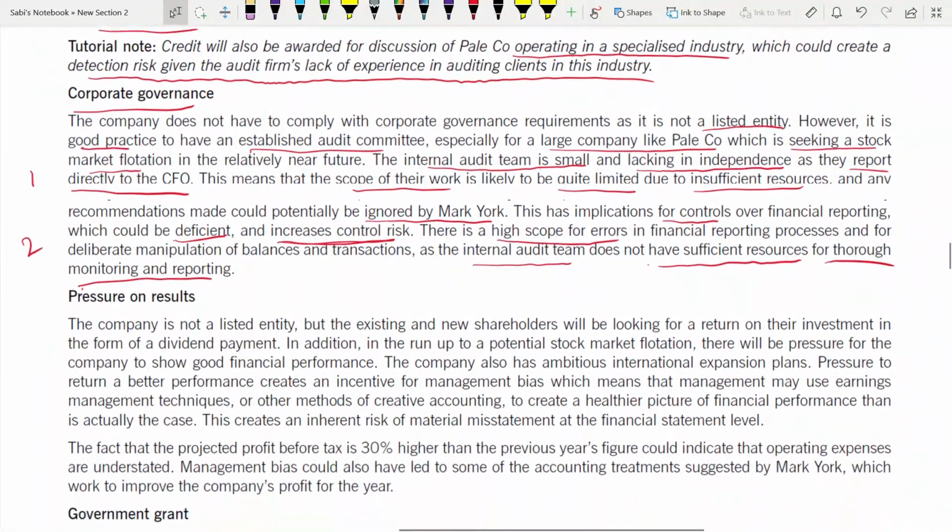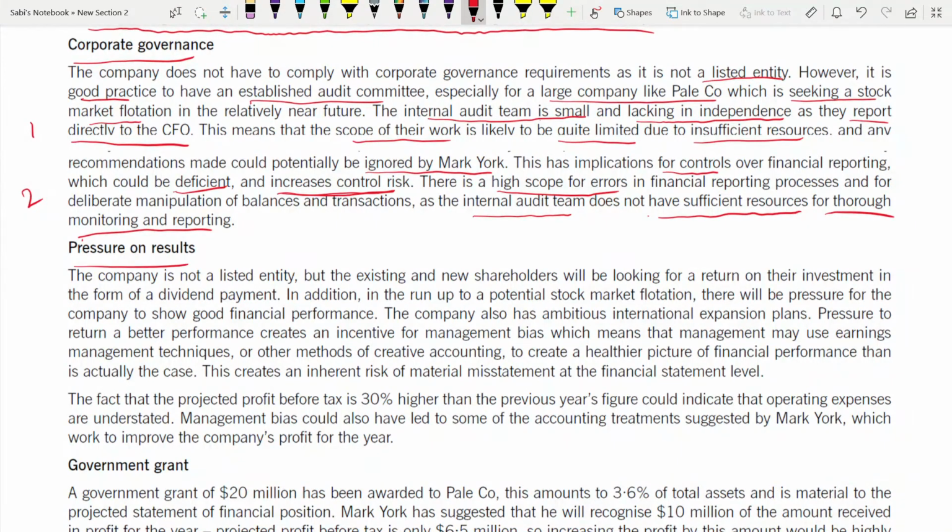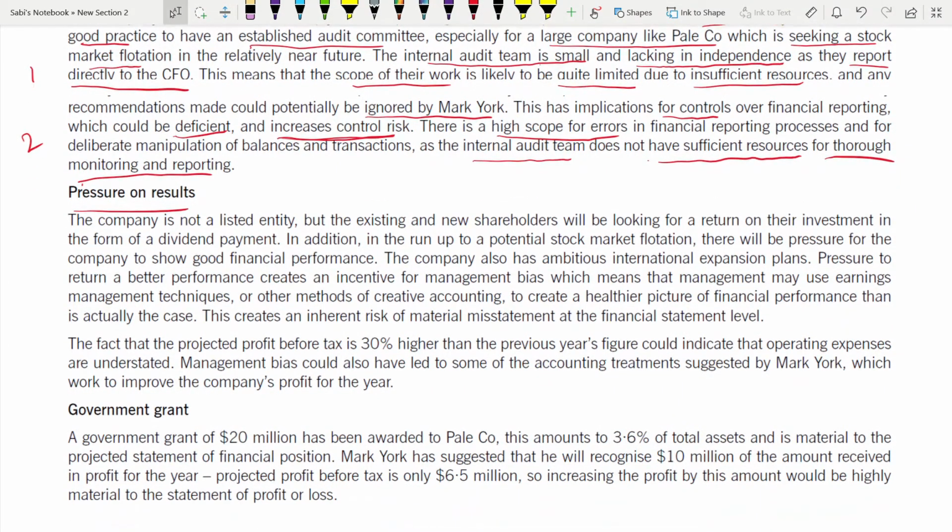Pressure on results. Third. Number one, it is not a listed entity. So what happens if it's not a listed entity? We'll see. The company is not a listed entity, but the existing and the new shareholders will be looking for return on the investment in the form of dividend payment, isn't it? So in addition, in the run up to a potential stock market flotation, there will be pressure for the company. If you want to float your shares in the market, there will be pressure for the company to show good financial performance.